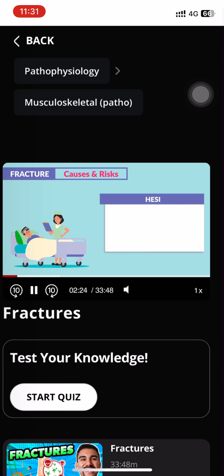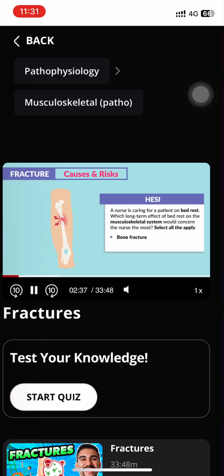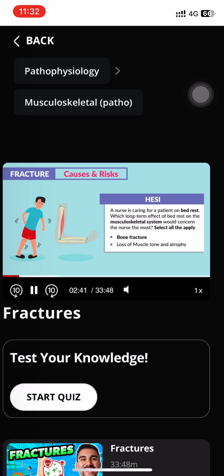So Hesi mentions, a nurse is caring for a patient on bed rest. Which long-term effect of bed rest on the musculoskeletal system would concern the nurse the most? So bone fractures, as well as loss of muscle tone and atrophy from the lack of motion.